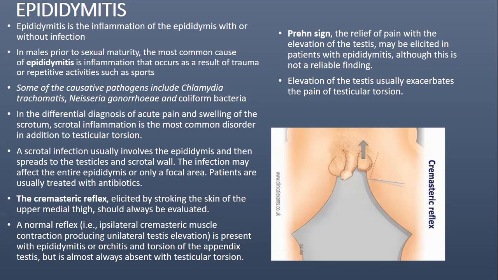So here I talk about epididymitis first, which is the inflammation of the epididymis with or without infection. That is very important because some people might think that epididymitis occurs with only infection. No, epididymitis can occur even without infection. However, some of the causes of epididymitis include pathogens like chlamydia, like gonorrhea, and then coliform bacteria. So you might see that some of these are sexually transmitted infections, and then the coliform bacteria can also be gotten from the normal flora in our body.